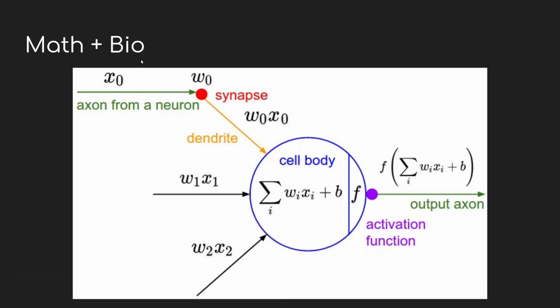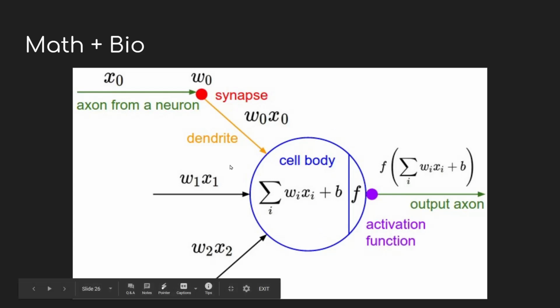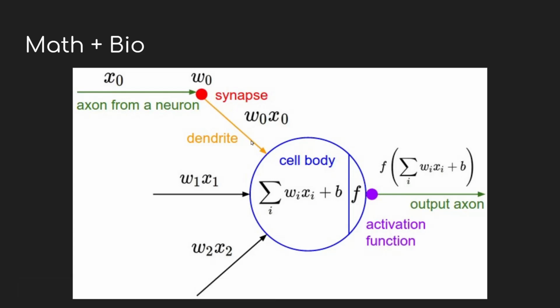Then we have something like math plus biology, in the sense that the idea of neurons has been adopted from biology. The cell body is an example of the summation function. Then we have synapses, where the weights will be allocated. Based upon the axon and activation function, you will get some output. So it's a combination of mathematics and biology, and some statistics is also involved.